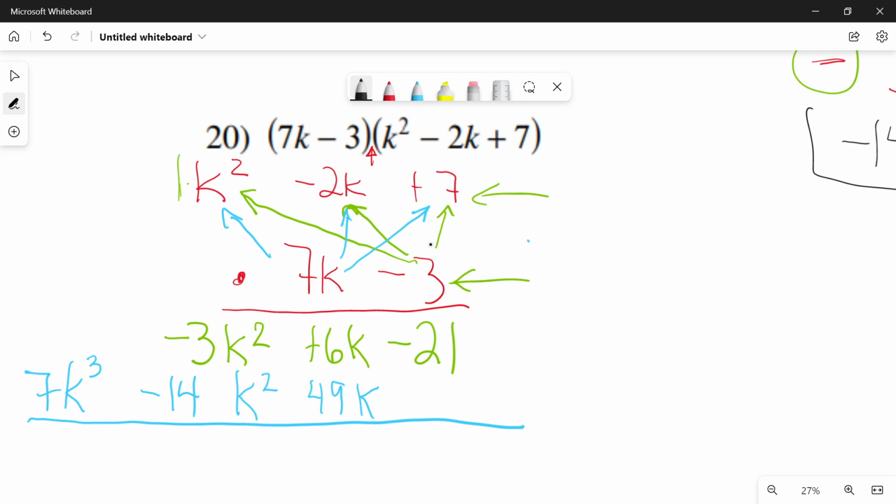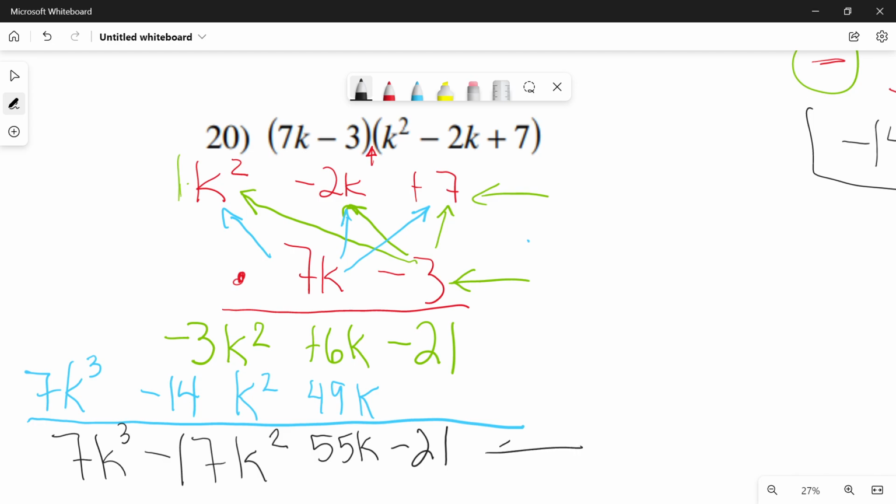So -21 plus 0 is -21. 6 plus 49 is 55k. -3k squared plus -14. Well, this is -3 and I'm getting more negative. -3 plus -14 is -17k squared. And this would be 7k cubed. So my answer is right here, right?